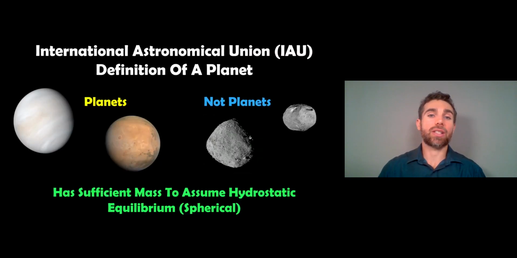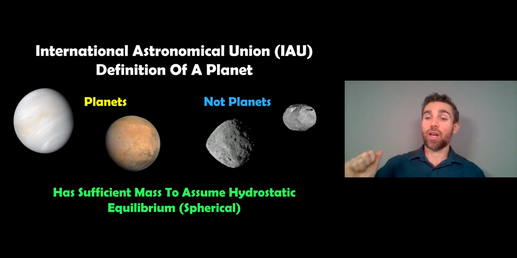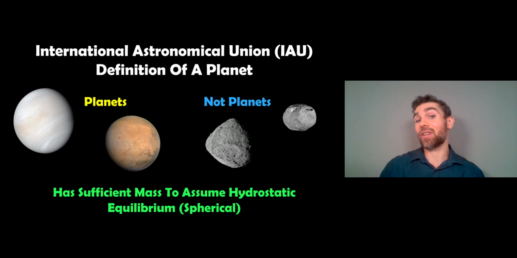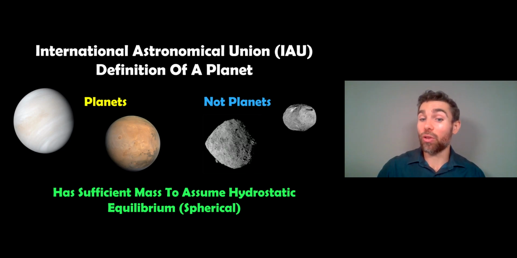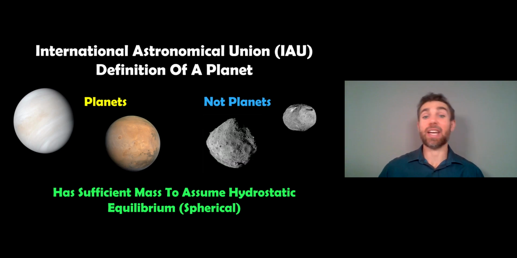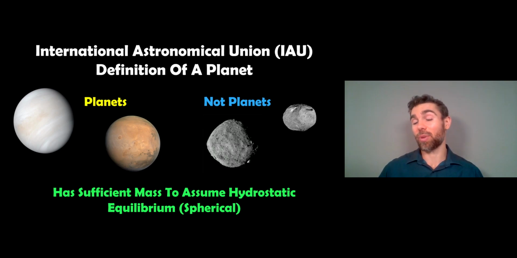Now, before we do that, one of the definitions of a planet is that it has to have sufficient mass to assume hydrostatic equilibrium. So that basically means that it becomes spherical. There are a few other classifications which the International Astronomical Union has given for the definition of a planet, but one of them is that it has to be spherical. So you can't get potato-shaped planets, for example. They've got to be a certain size.